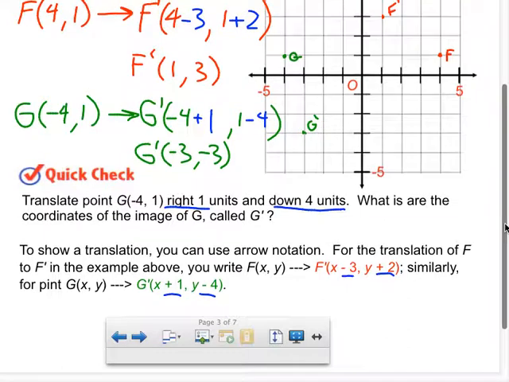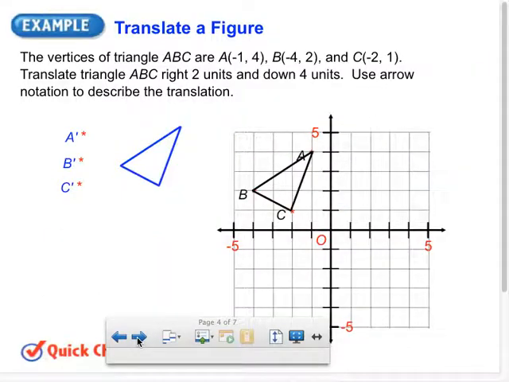Okay, moving along. Now here's what we're going to do. We're going to translate a figure, and this figure has 3 vertices. It's a triangle. And these vertices are named A, B, and C.